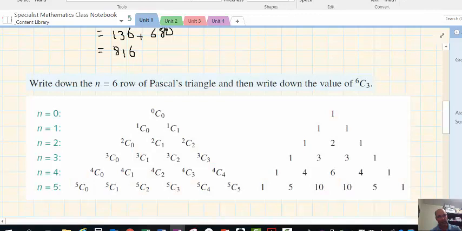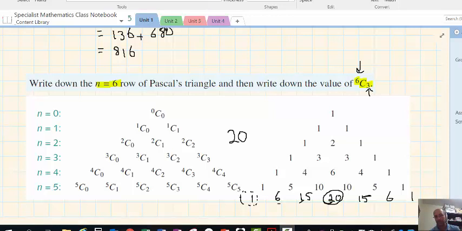Another simple application. We need to write down n equals 6 for Pascal's triangle, and then write down the value of 6C3. From what we saw above, we've got Pascal's triangle down to the fifth row, or n equals 5, and so we simply put in the values for the next row. We know that 6C3 means row 6, third position. Remember, this starts at the 0th position: first, second, third. So 6C3 is 20, so the answer is 20.